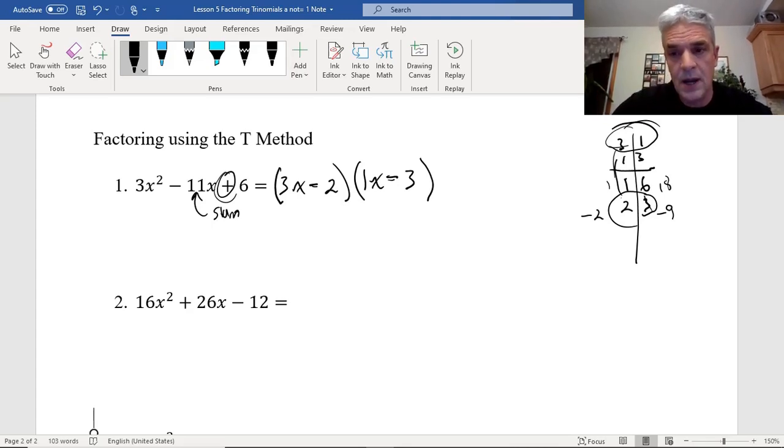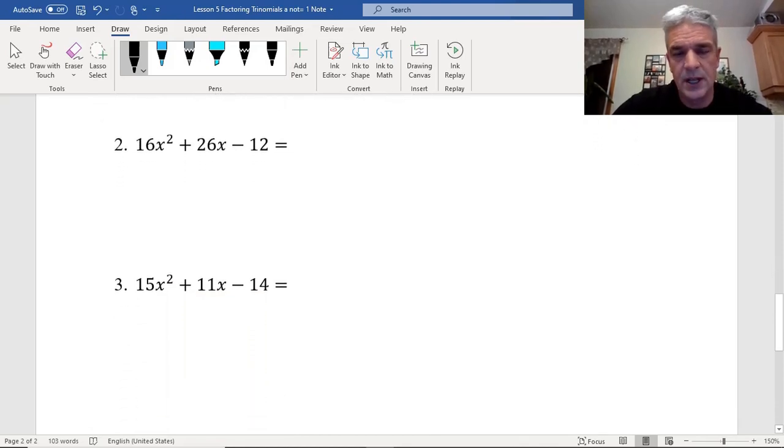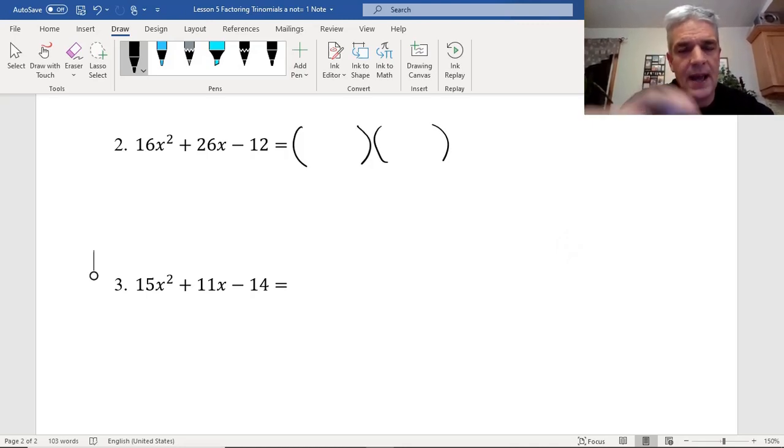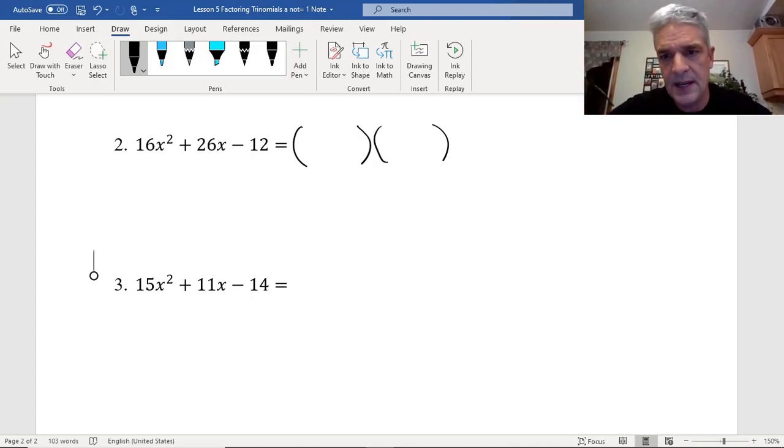All right, let's go on and do a couple more examples because this is the best way to show this T method. Okay, this one's a little trickier because now we have bigger numbers. So we have 16 and we have 12. But I know that I'm going to have two brackets here, and I know I'm going to have x terms. Usually I just put my brackets down to start, and then what I do is I get my T going.